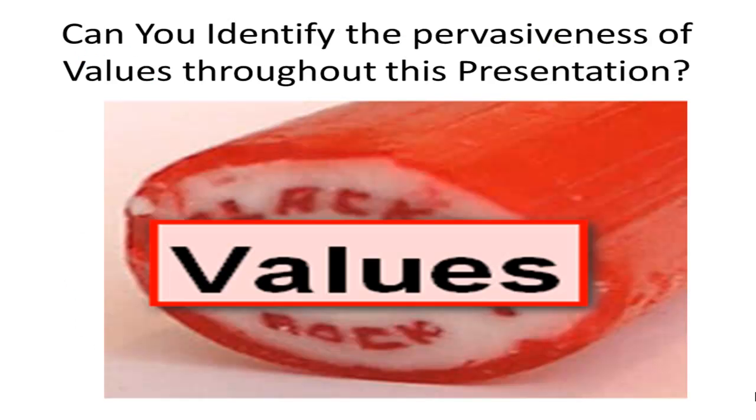So just to wrap up, can you identify the pervasiveness of values that run throughout the different ideas and concepts in this presentation? I'll continue to allude that values in social work and working with families run through practice like the letters in Blackpool Rock. They're not something that are just added on or bolted on or thought about as an afterthought. Rather, they form the bedrock or the basis of social work practice. Can you identify the values in this presentation?